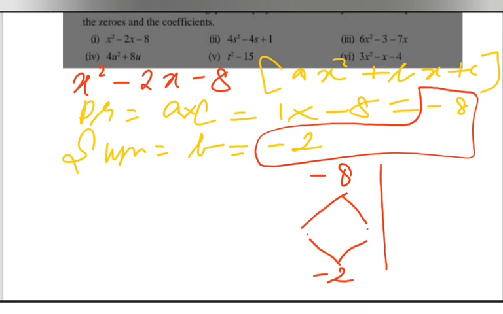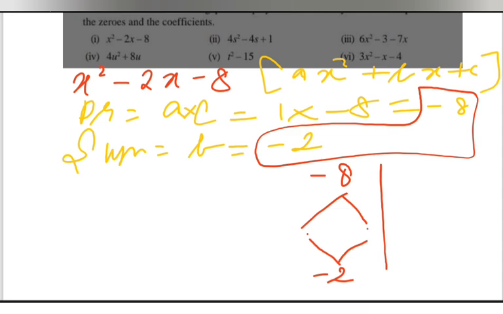So we should assume two numbers such that if we multiply both of them we will be getting minus 8, and if we add them we will be getting minus 2. That is what the answer should satisfy, so that they will be the zeros of the polynomial. So I am repeating it. We should assume two numbers such that if we multiply both of them we will be getting minus 8, and if we sum them we will be getting minus 2.